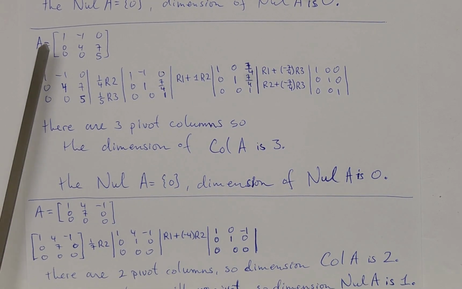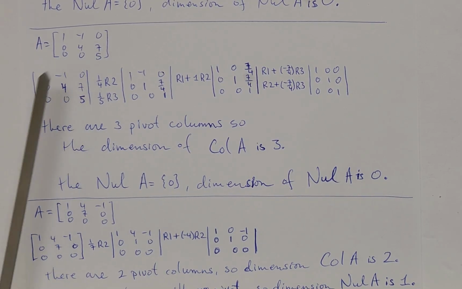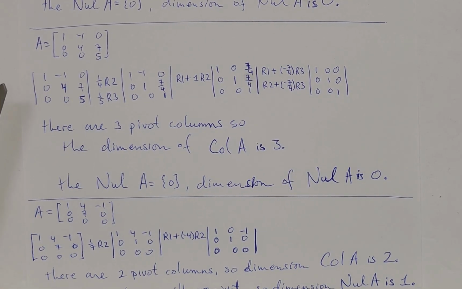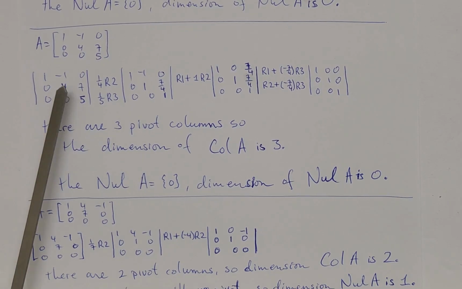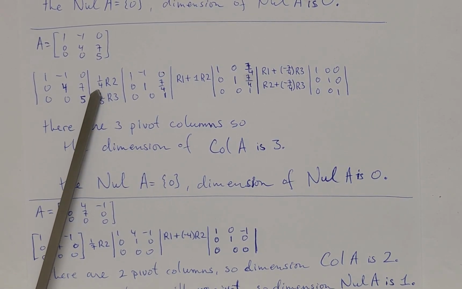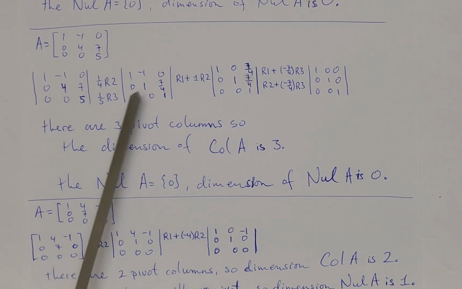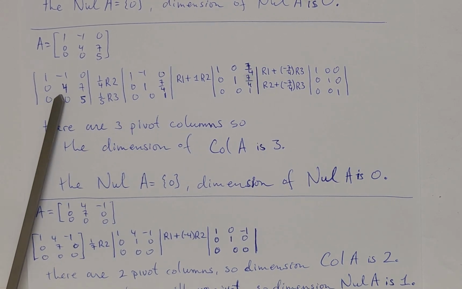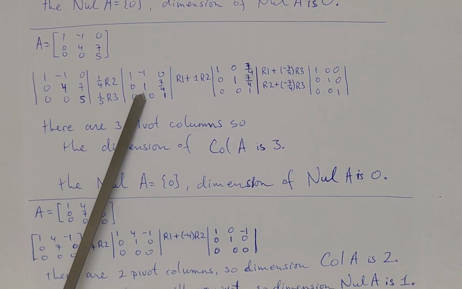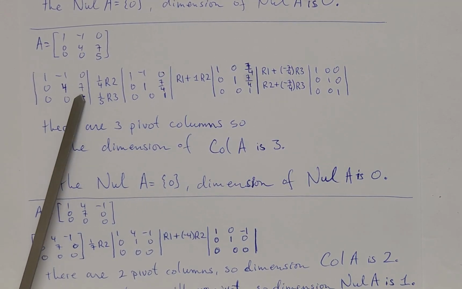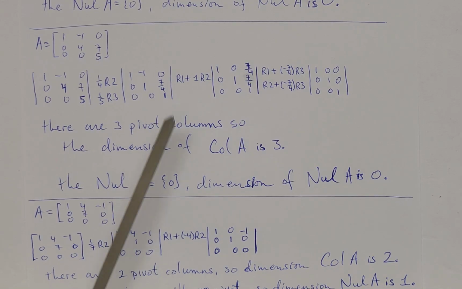So here I have a 3 by 3 matrix and I wrote it down here. Now I have 1 here, I have 0 here, I have 0 here, so we are okay. We don't have to worry about it. Next, we need this pivot position to be a 1, so multiply by the reciprocal of 4, which is 1/4. So 1/4 times 4 gives me 1. 1/4 times 7 is 7/4.